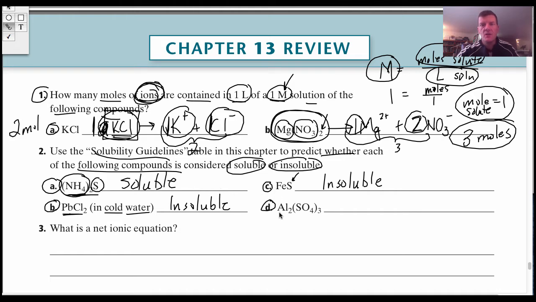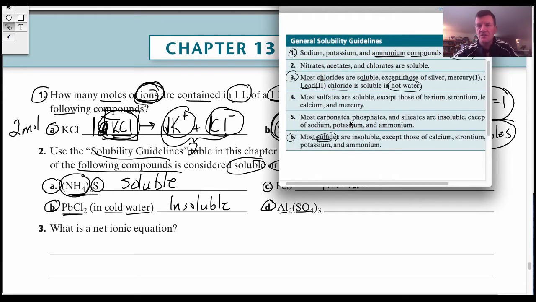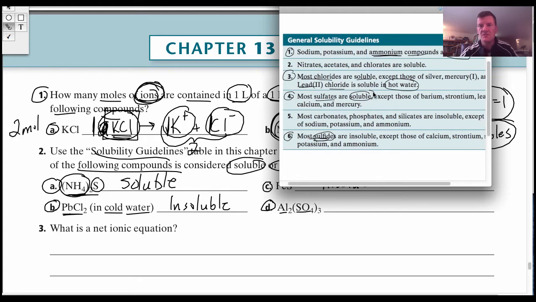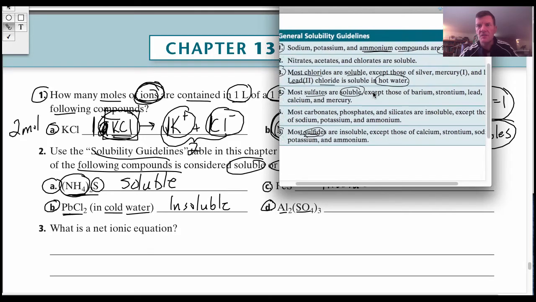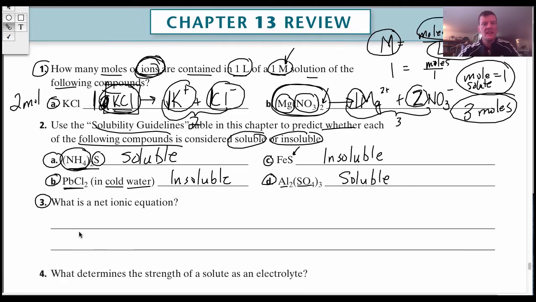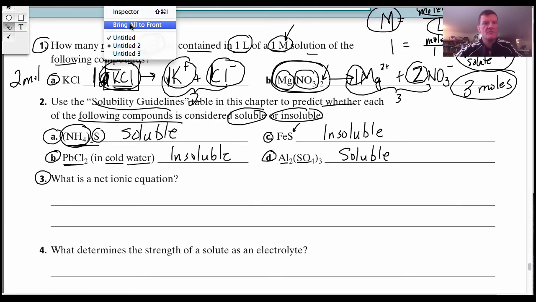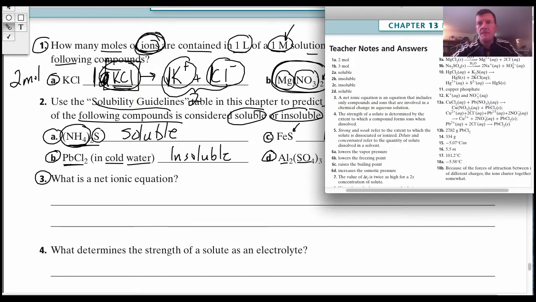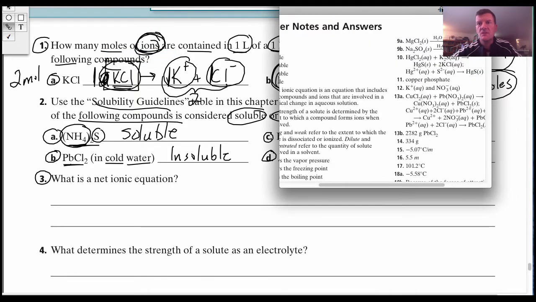D, aluminum sulfate. What does it say about sulfates? Let's see. Most sulfates are soluble, and it gives a few exceptions: barium, strontium, lead, calcium, and mercury, but we have aluminum, so we're good, and it is soluble. Okay? All right, number 3. What is a net ionic equation? Well, let's just pull up the answers here for a second, and we'll look at that. A net ionic equation simply says what?